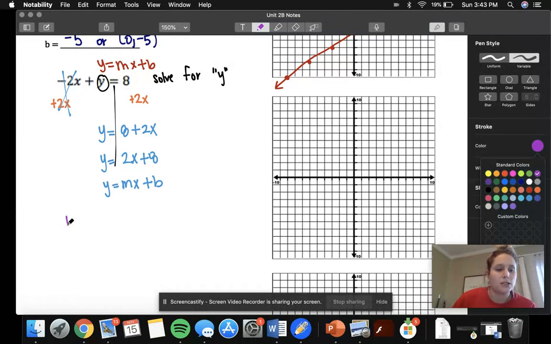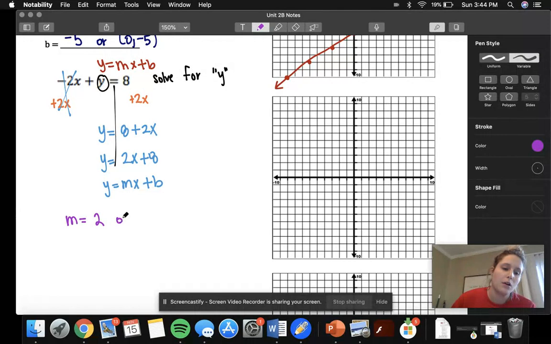So my slope is the m value, which is 2, or since this is a ratio, we are going to make it a ratio by putting it over 1, 2 over 1. So I'm going to go up 2, right 1. Before I can go up 2, right 1, I have to begin, and my b value is 8. As an ordered pair, that would be 0, 8.